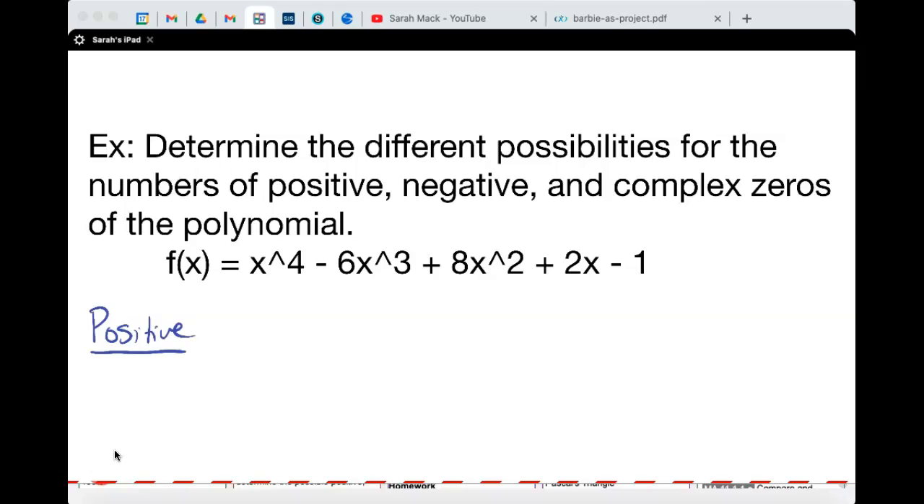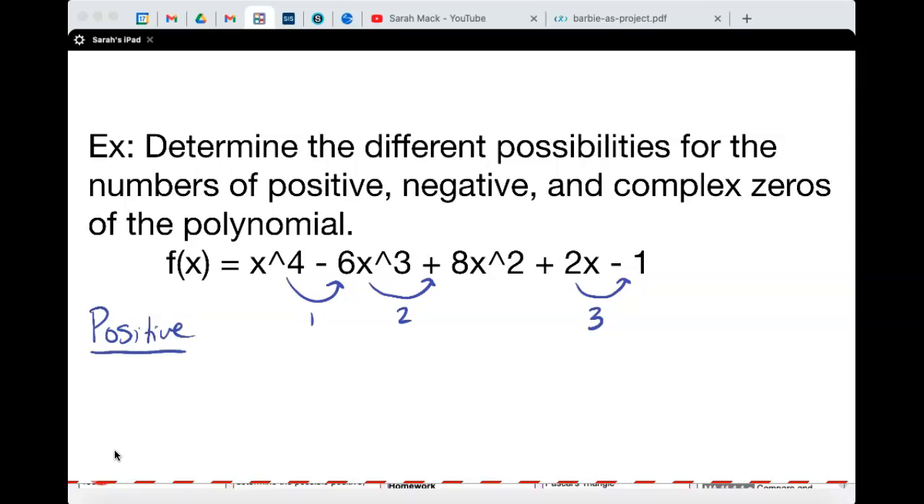Okay, so if I'm doing the positive, just looking at the polynomial, I can count the number of sign changes. From x to the 4th to negative 6x to the 3rd, that's a sign change from positive to negative. So that's 1. Then I go from negative 6 to positive 8. That's a second sign change. 8 to 2, I don't change signs, so that doesn't count. But I can do 2 to negative 1. That's another sign change from positive to negative.